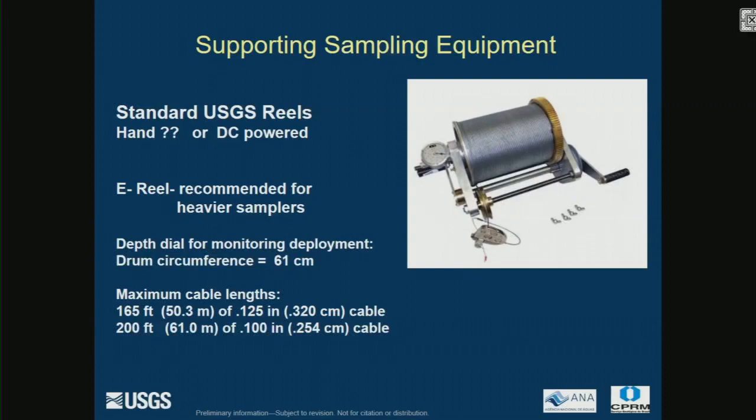The maximum cable length that this reel will hold is 165 feet, or a little over 50 meters, of 0.125 inch cable, 0.3 centimeter cable, and around 200 feet of the 0.1 cable. For the most part, we use the 0.125 cable with these heavier samplers. It's rated to hold somewhere around 1,800 pounds. I think the other cable is around 600 to 800 pounds. But we always want to double the safety factor, or triple it.